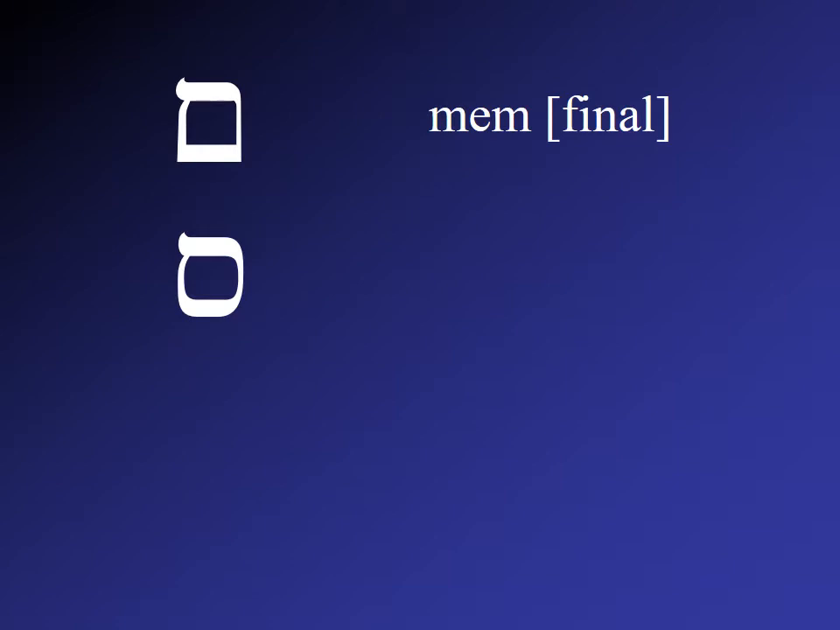The final mem is also easy to confuse with a samech. You'll notice here in the upper left-hand corner they look almost exactly the same. The samech also has a lid closing the top of the box. The difference between these two letters is in the bottom corners. With the final mem, these are square corners. With the samech, these are rounded. Final mem, samech.